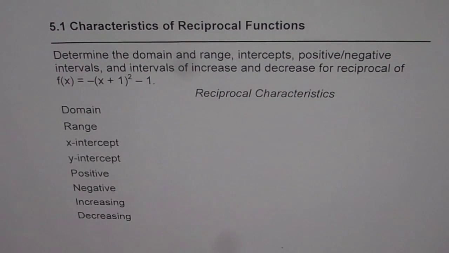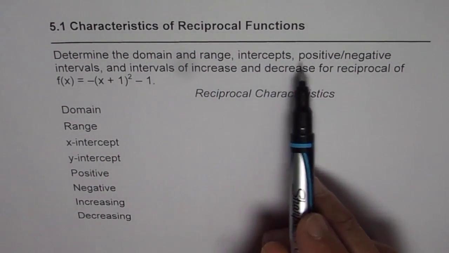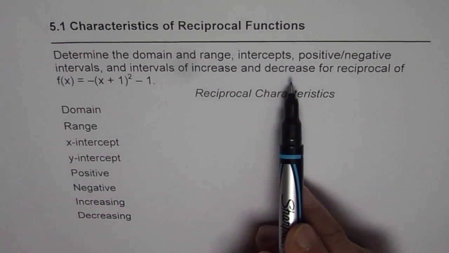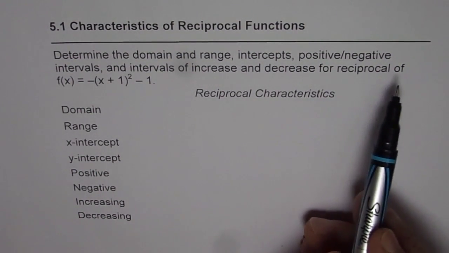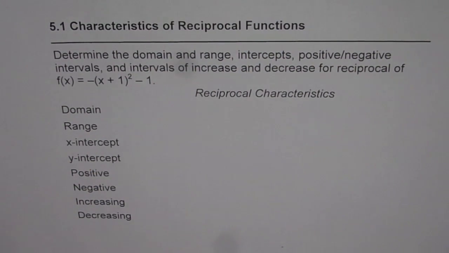The question here is, determine the domain and range, intercepts, positive and negative intervals, and intervals of increase and decrease for the reciprocal of f(x) = -(x+1)^2 - 1. Right? So I've listed all these characteristics on the side. You need to complete this kind of table.